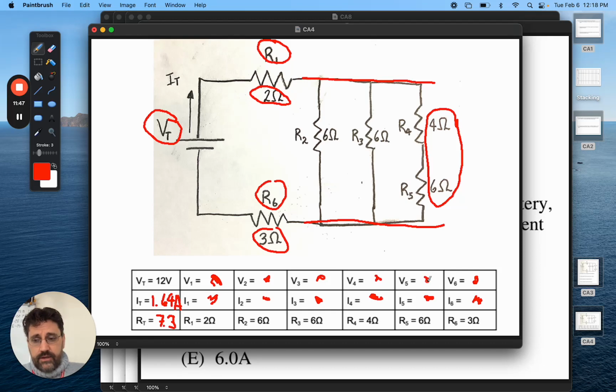And as a sanity check, you could use numbers 4 through 7 as a sanity check. You would know that, for example, V4 and V5 have to add up to either V2 or V3. And that you would know the current through 4 and 5 plus the current through 3 plus the current through 2 has to add up to the current through 1 and 6. So there's some sanity checks you could have done there.